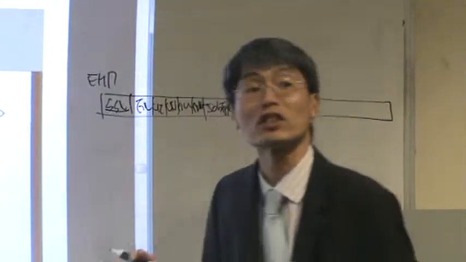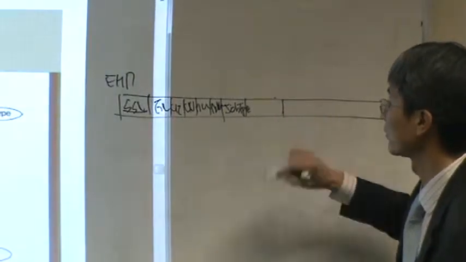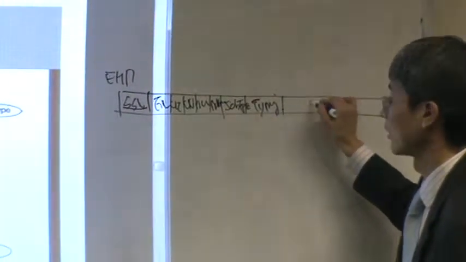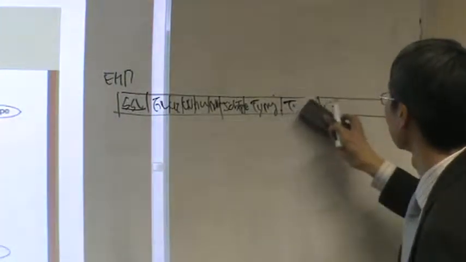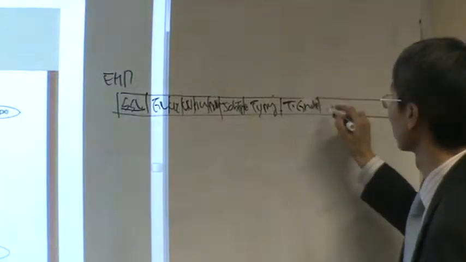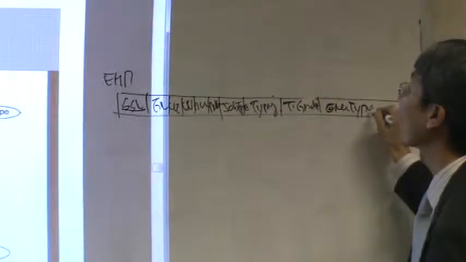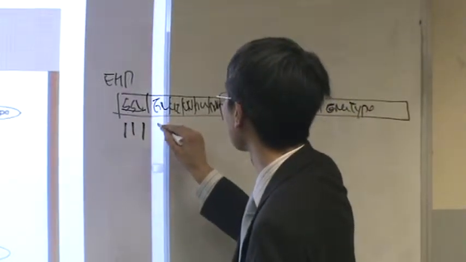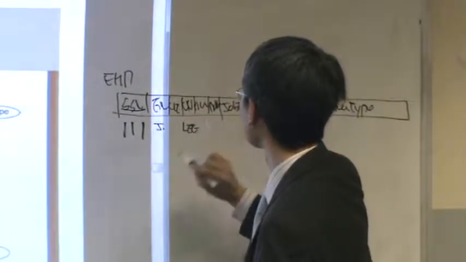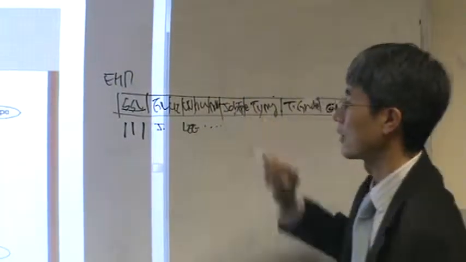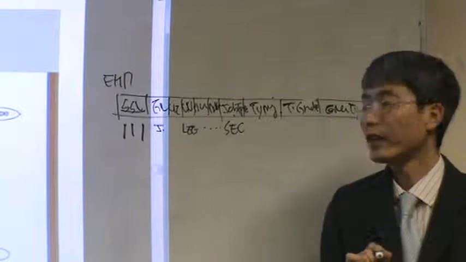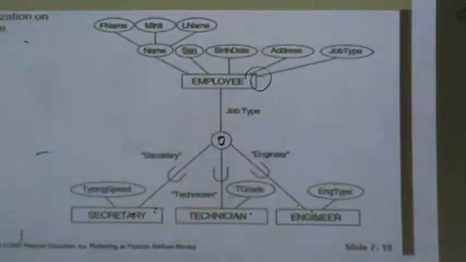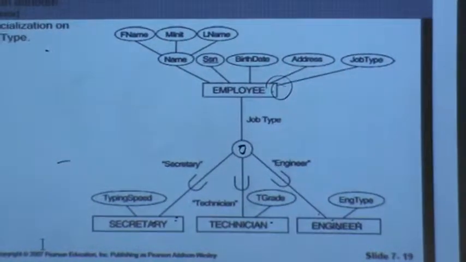So job type is either secretary, technician, or engineer. Okay? So it has typing speed, and technician, T grade, and engineer type. So for example, 111, J Lee is the secretary, so job type is secretary. At that time, I have the typing speed, so 10 words per minute.